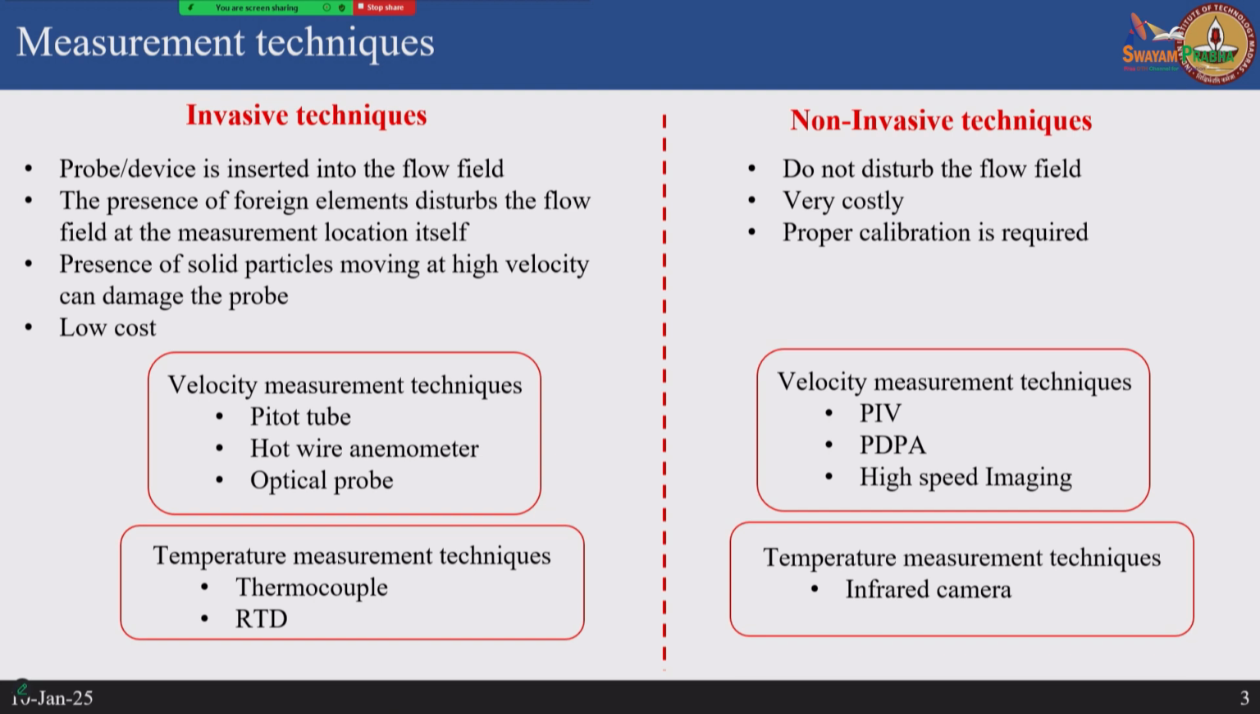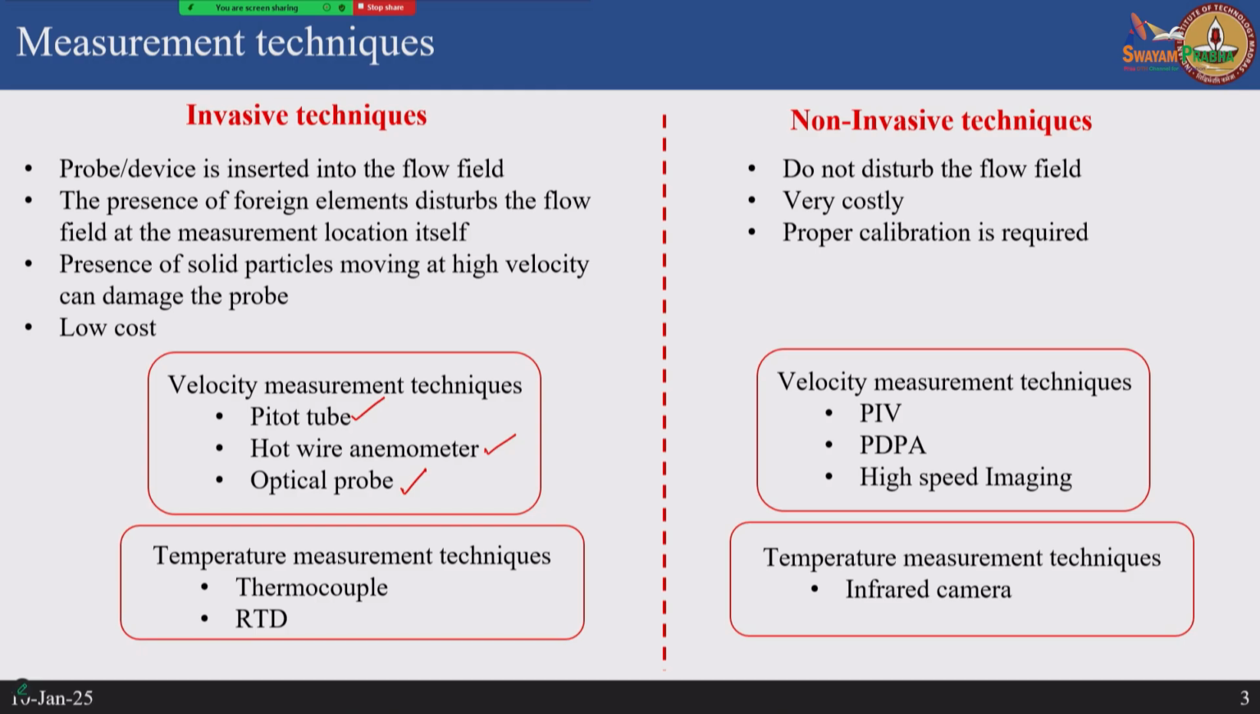But the advantage is that most of them are relatively low cost, so you can usually afford to buy them for your lab. Some of these techniques for velocity measurement are, for example, the pitot tube, the hot wire anemometer, or any optical probes.